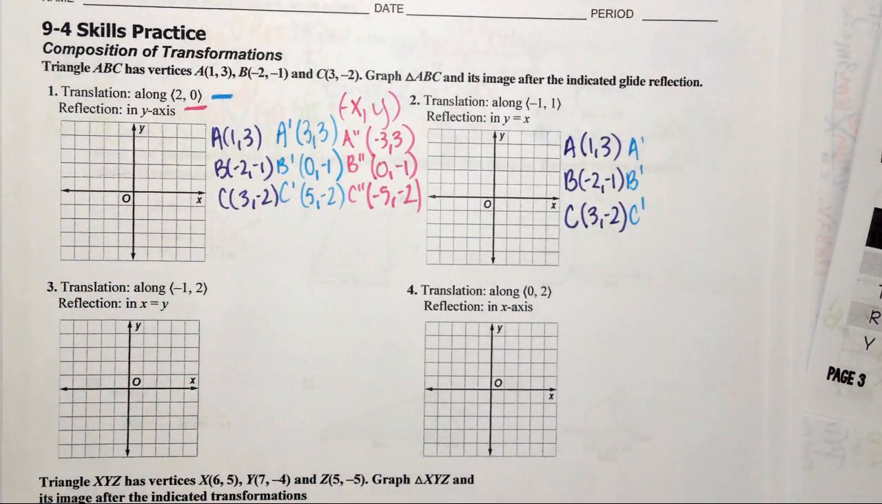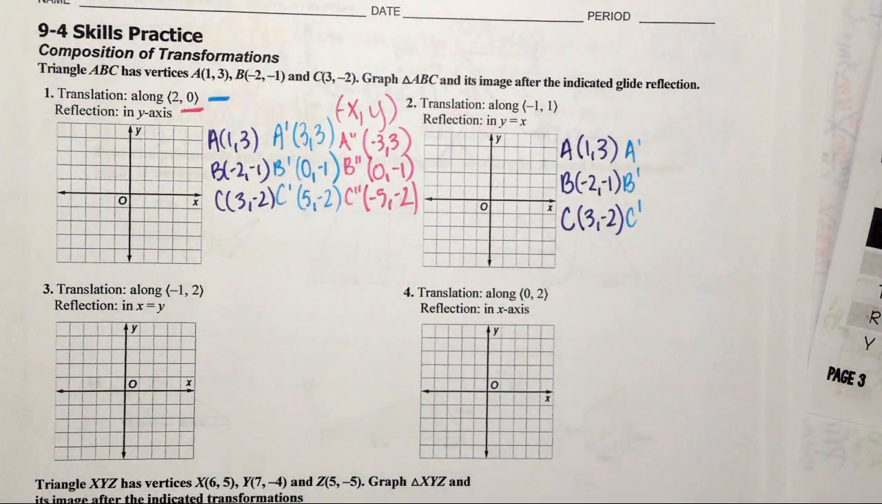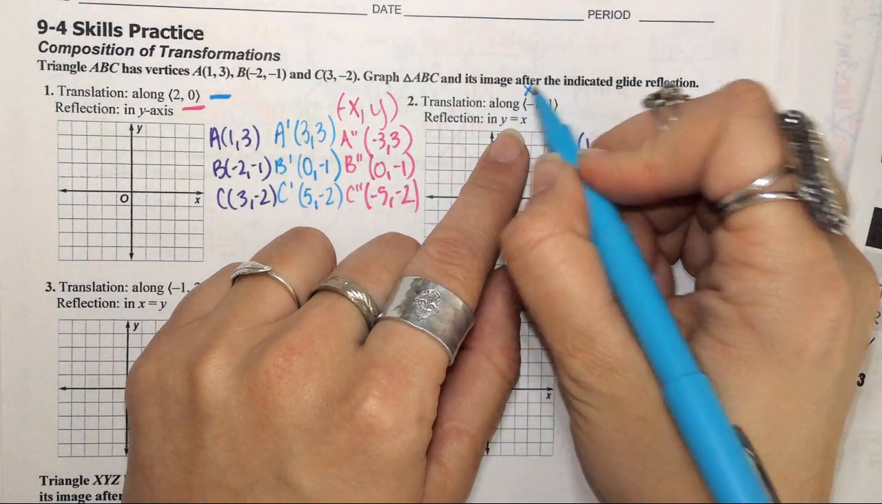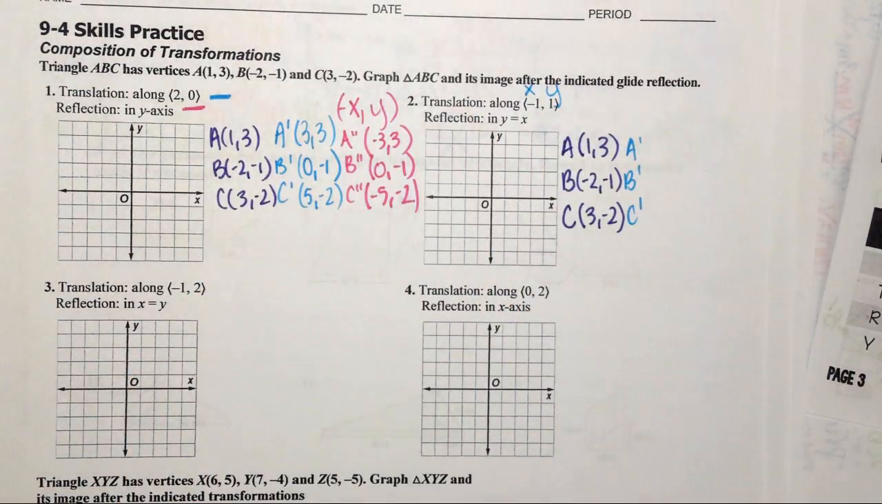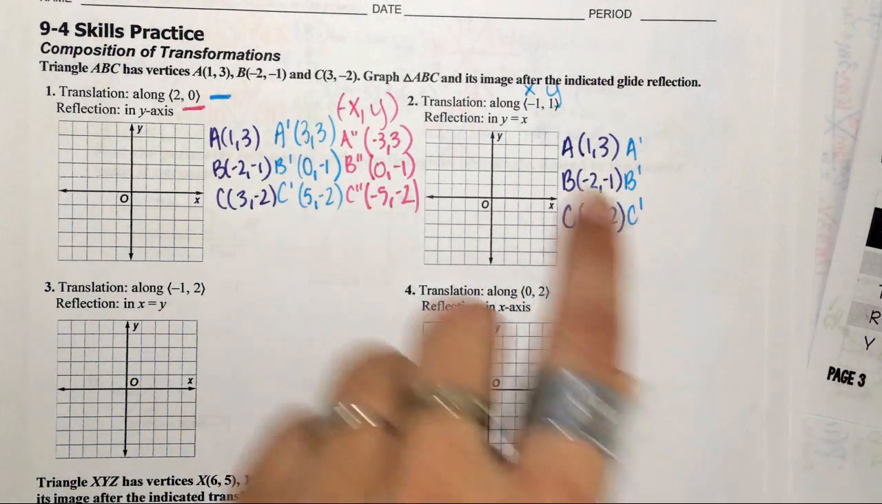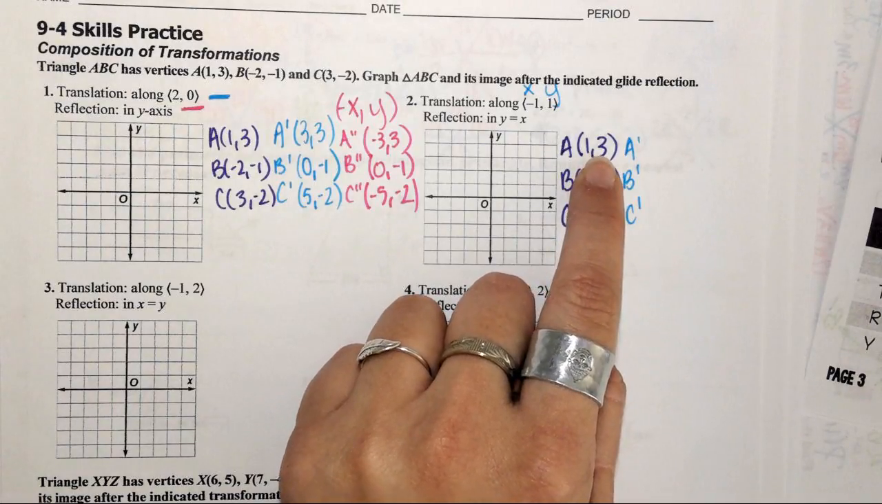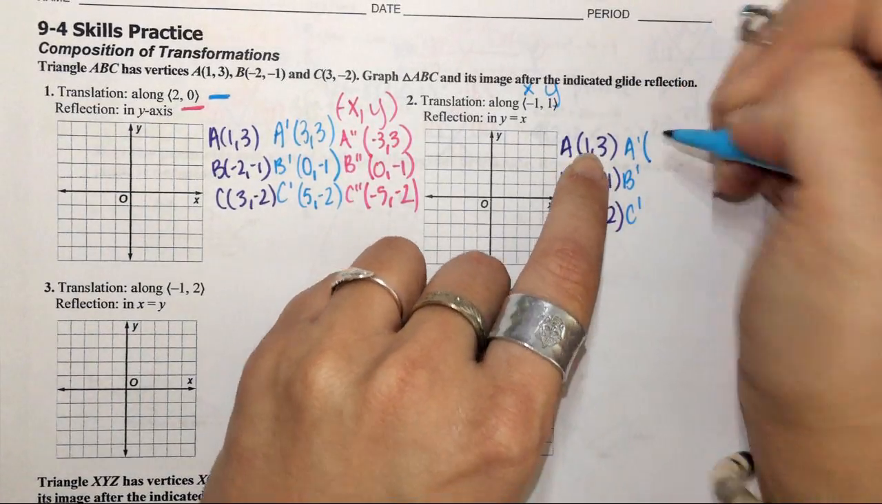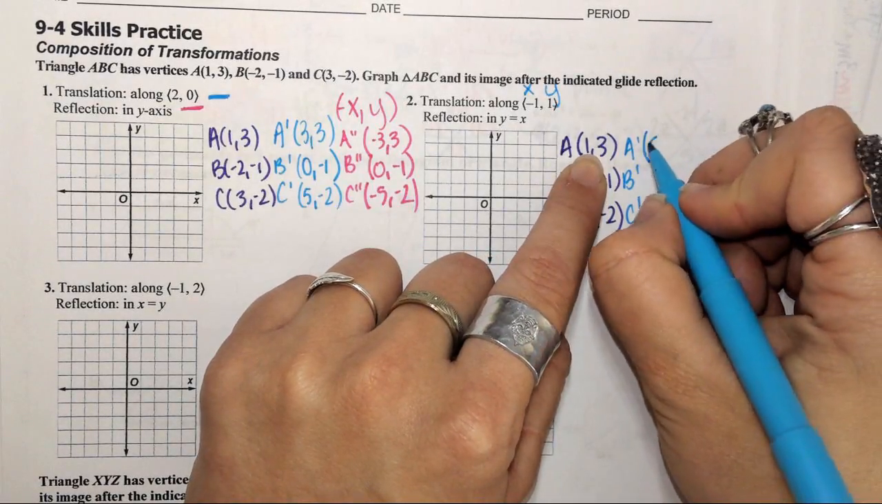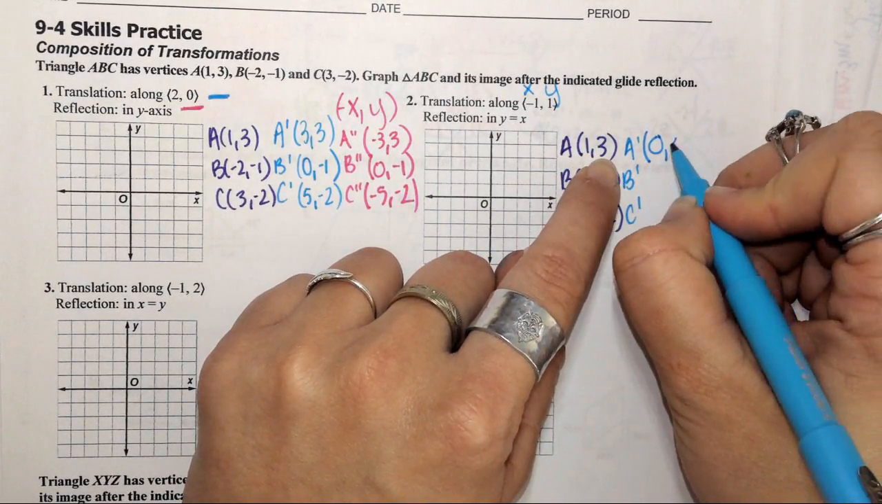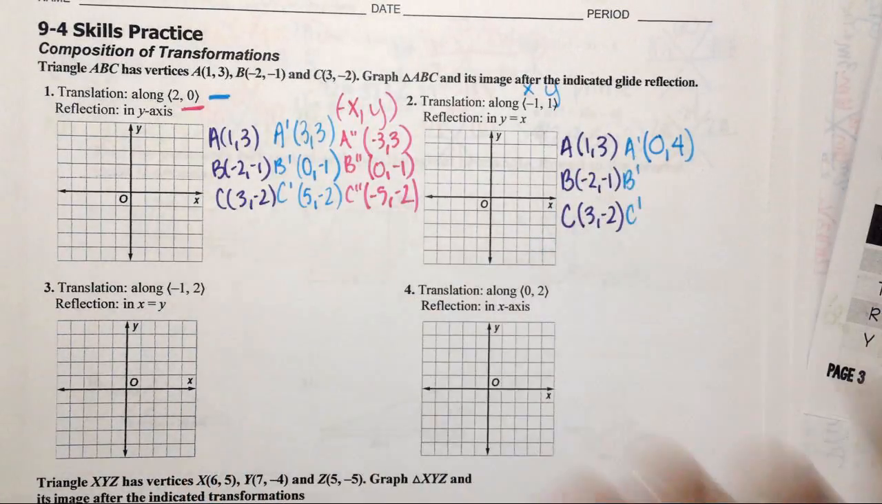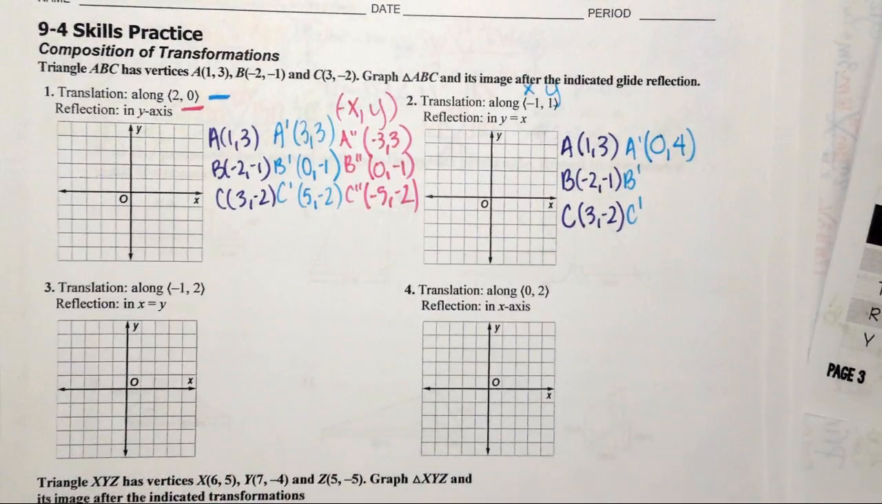All right, here we go. So on this one, are we gonna add 2 this time and 0, or are we changing our translation? We're changing. We're subtracting 1 from x and we're adding 1 to y. Okay? So for A prime, we're subtracting 1 from x and we're adding 1 to y. What is 1 minus 1? 0. What is 3 plus 1?